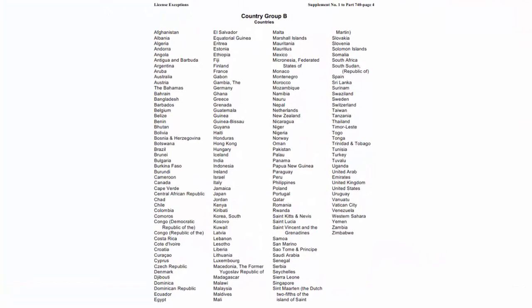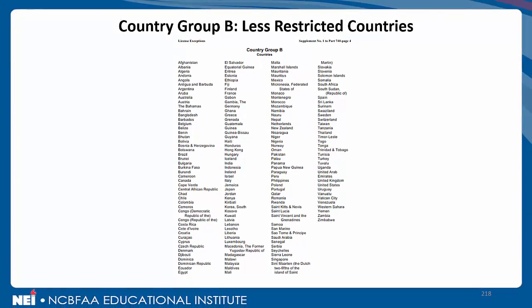You'll see country group B, as we mentioned previously, come up quite frequently when we're looking at license exceptions. But it's a big list, and we won't go through each one of them, obviously, but anything from Angola to Bolivia to Hong Kong to Panama to Turkey to Zimbabwe. Country group B, less restricted countries, but certainly not an open invitation to export anything you want to these countries. The process is still in place. There is a license exception specific to country group B.